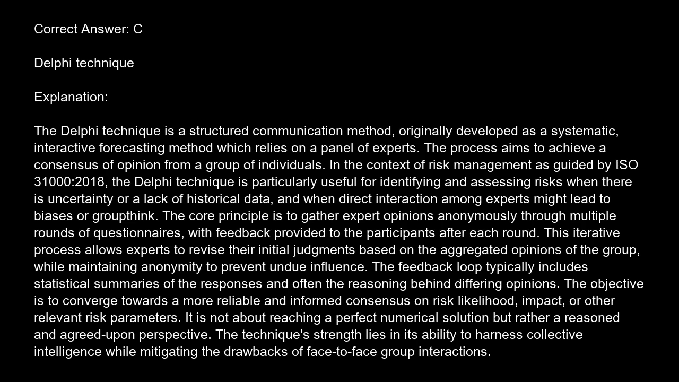The core principle is to gather expert opinions anonymously through multiple rounds of questionnaires, with feedback provided to the participants after each round. This iterative process allows experts to revise their initial judgments based on the aggregated opinions of the group, while maintaining anonymity to prevent undue influence. The feedback loop typically includes statistical summaries of the responses and often the reasoning behind differing opinions.